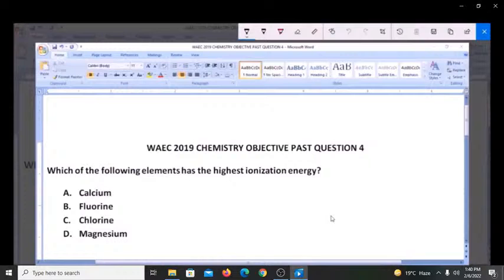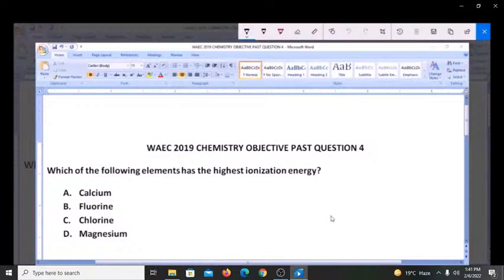Hello, I'll be answering WAEC 2019 Chemistry Objective Past Question 4. And the question is, which of the following elements has the highest ionization energy? A. Calcium, B. Fluorine, C. Chlorine, and D. Magnesium.